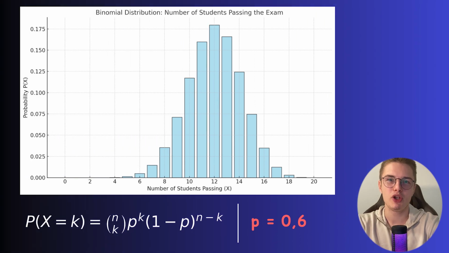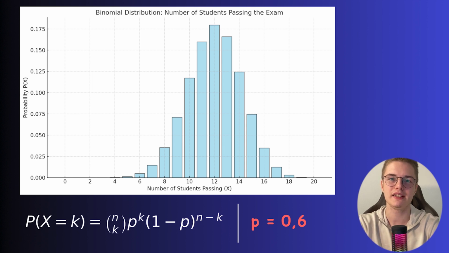This chart represents a binomial distribution for the number of students passing an exam, where the probability of success p is equal to 0.6. The binomial distribution models the probability of obtaining a fixed number of successes, k, in a series of n independent trials, each with the same probability of success. The probability mass function is denoted on the slide, where the binomial coefficient n choose k in the beginning represents the number of ways to select k successes from n trials.